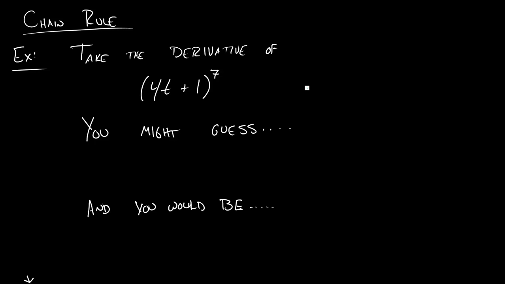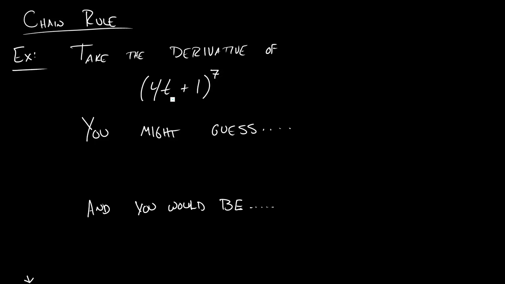What the chain rule is going to do is allow us to take the derivative of something like this. Now I know I've warned you against this, but if you had to guess, how would you take the derivative of a function like this? I never want you to guess when you're actually taking derivatives. You should know every exact step you're taking.